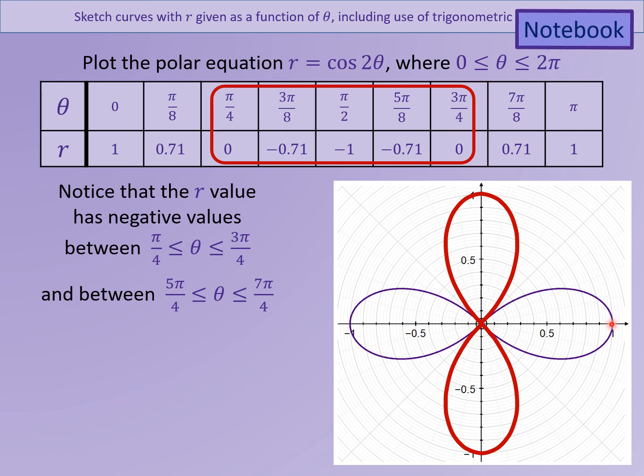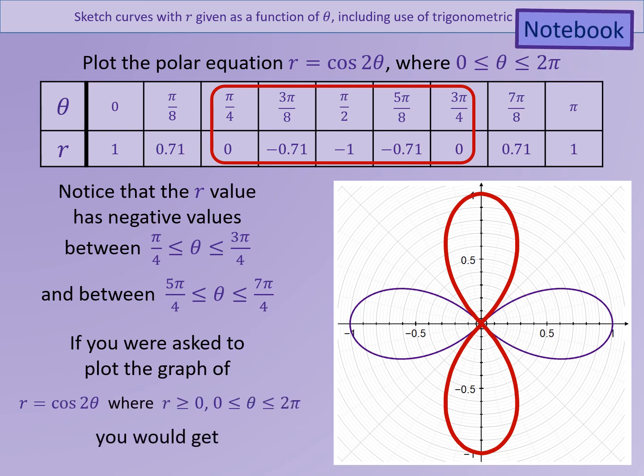So here, this is the part of the curve corresponding to theta from 0 to pi by 4. This part corresponds to theta being pi by 4 to 3 pi by 4. This part is then 3 pi by 4 to pi, then pi to 5 pi by 4. And then we have some more negative r values. So from theta being 5 pi by 4 to 7 pi by 4, we get this loop up here. Then finally, from 7 pi by 4 on to 2 pi, we get this loop here.